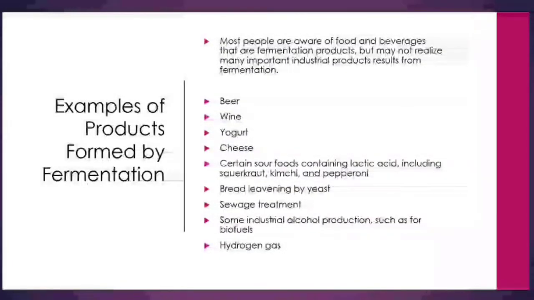Examples of products formed by fermentation. Now, most people are aware of food and beverages that are fermentation products, but may not realize important industrial products result from fermentation. Now, the examples are beer, wine, yogurt, cheese, certain sour foods containing lactic acid, including sauerkraut, kimchi, and pepperoni, bread leavening by yeast, sewage treatment, some industrial and alcohol production such as for biofuels, and hydrogen gas.